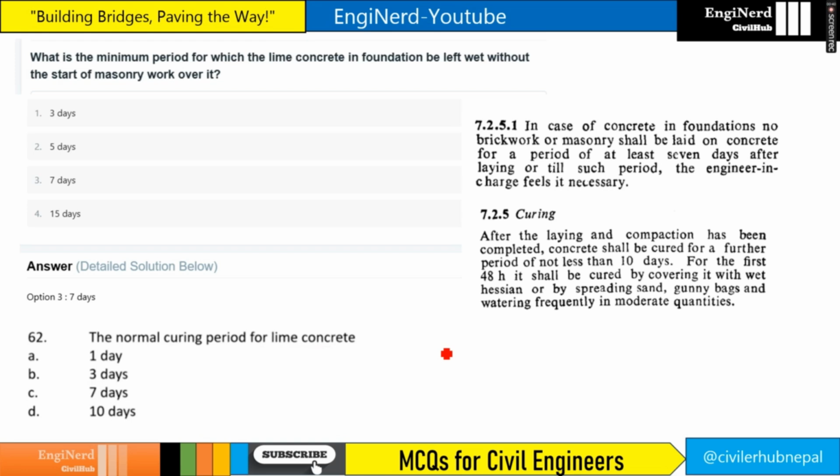And another question related to this is, what is the minimum period for which the lime concrete in foundation will be left without the start of masonry work over it? It is also 7 days, right? You can see here, at least 7 days after laying. And another question is, the normal curing period for lime concrete is 10 days. If it is for lime mortar, it is 7 days, and if it is asking for lime concrete, it is 10 days, right?